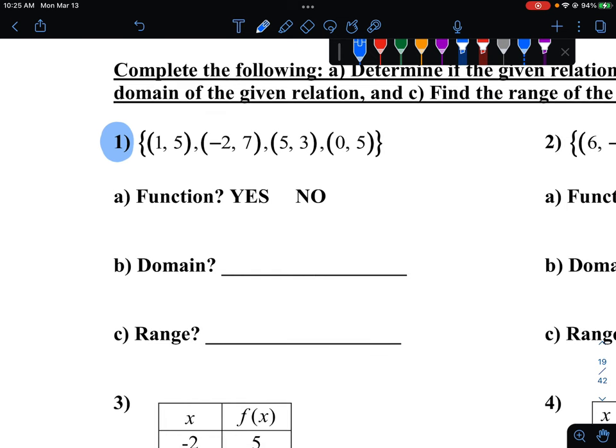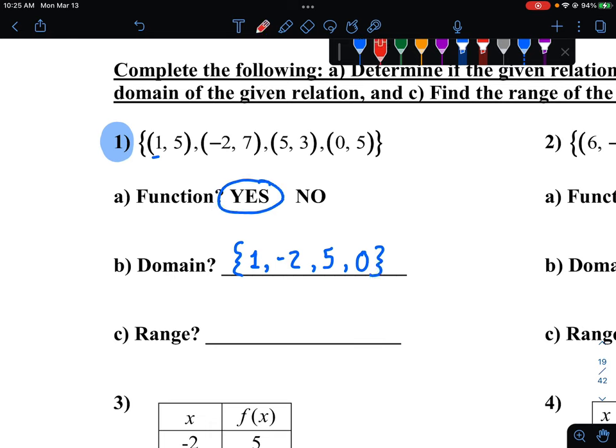Remember, when you're given a list and you want to write the domain and range, the domain, when we have this set here, is just going to be the set of numbers. We don't write any repeats. 1, -2, 5, and 0. Those are the four x values. They do not repeat. So this is a function, right?